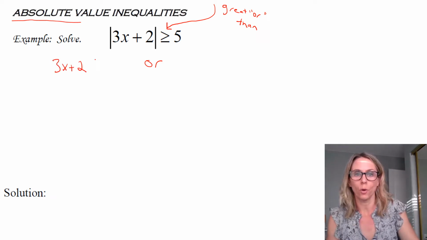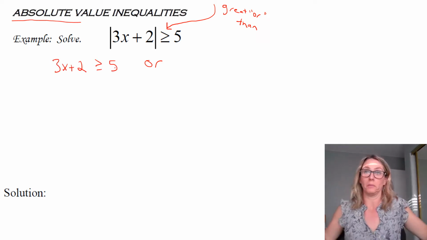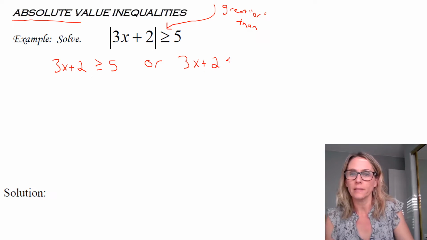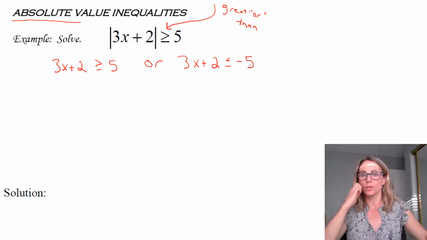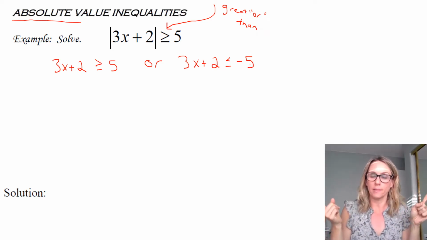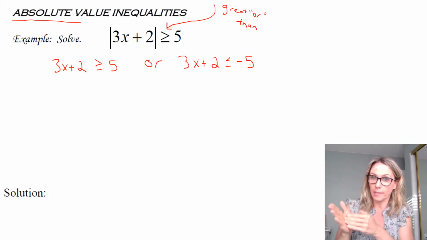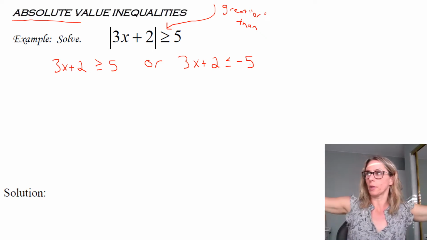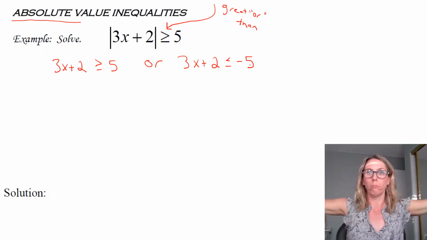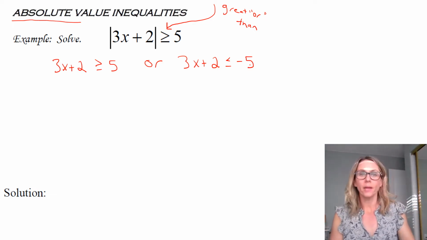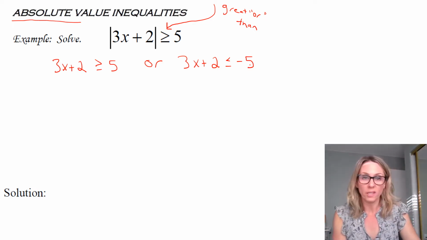3x plus 2 greater than or equal to 5. Well, that's pretty straightforward. But then you also need 3x plus 2 less than or equal to -5. So the "or" gives you two inequalities which have flipped signs and flipped signs on the constant. So greater than or equal to 5, less than or equal to -5. These are two separate intervals. That's why we have the "or." Now they're just two linear inequalities and we can solve each one.